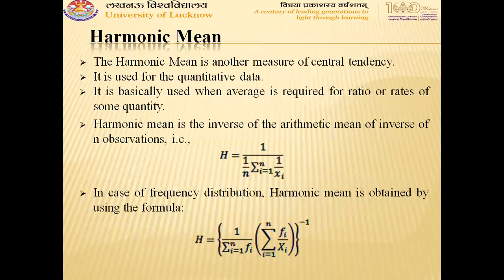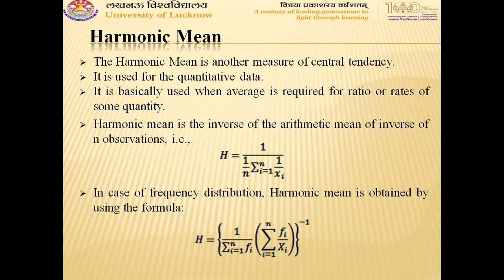Now we come to harmonic mean. Harmonic mean is also a measure of central tendency, which is used for quantitative data only. It is basically used when an average is required for the ratio or rate of some quantities, like average velocity or average growth rate, etc. In that situation, harmonic mean is used.